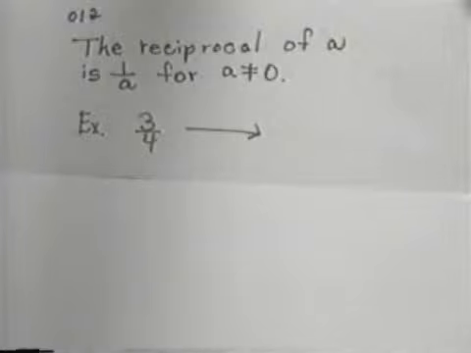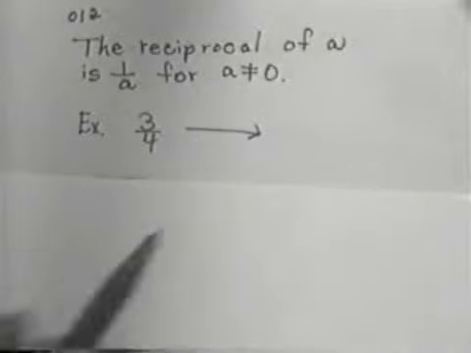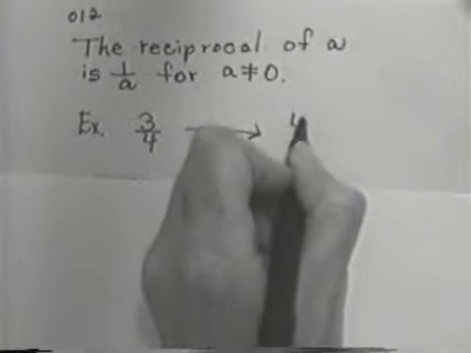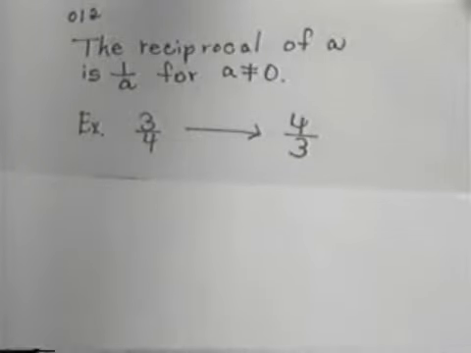Suppose we want to find the reciprocal of 3/4. The reciprocal of 3/4 is just going to be 4/3. Notice if you multiply a number by its reciprocal, you'll end up with 1. Let's look at another example.